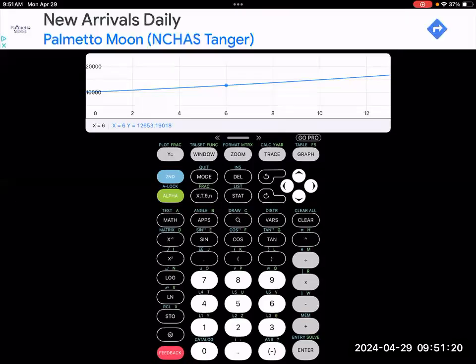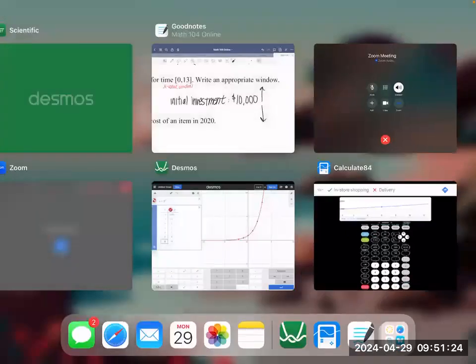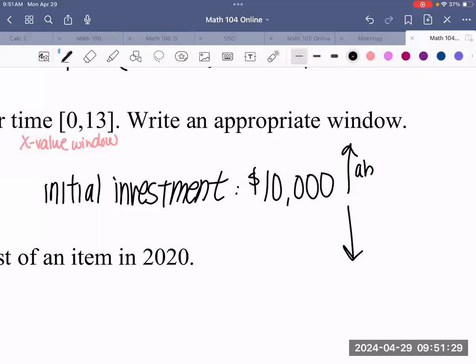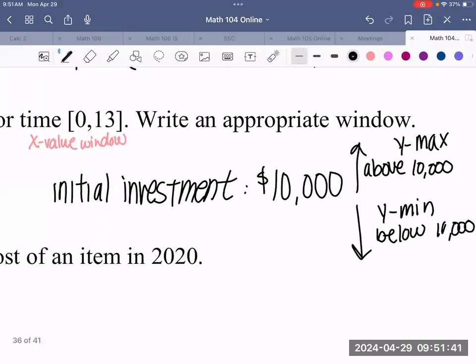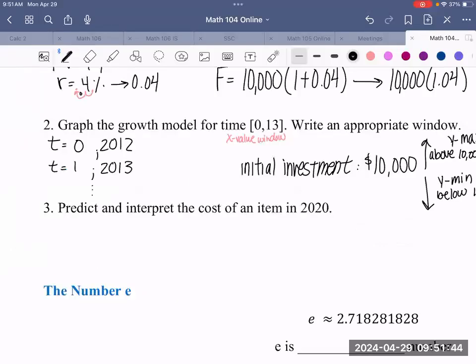So now it says, predict and interpret the cost of an item in 2020. So in 2020, above 10,000 for Y max, and below for Y min. Okay. So we said 2020 is your year. But we converted all of your t's to have a specific value.